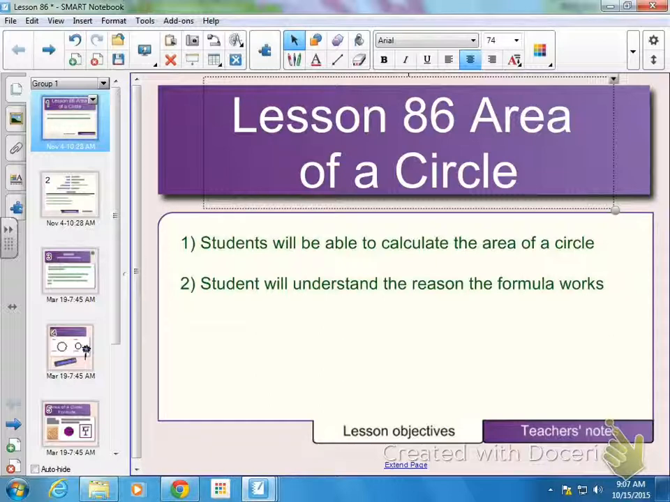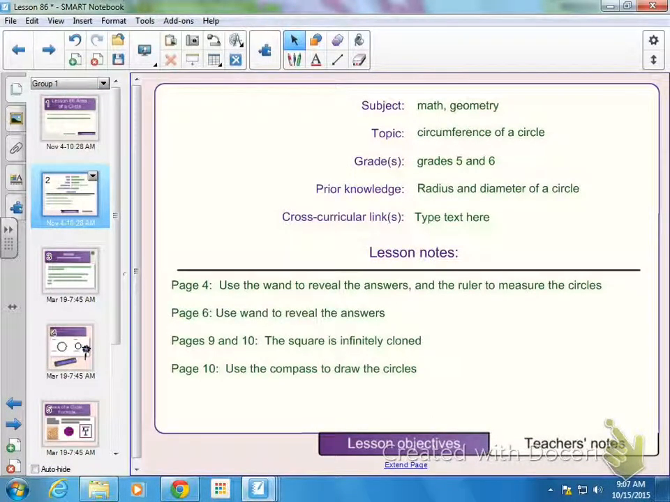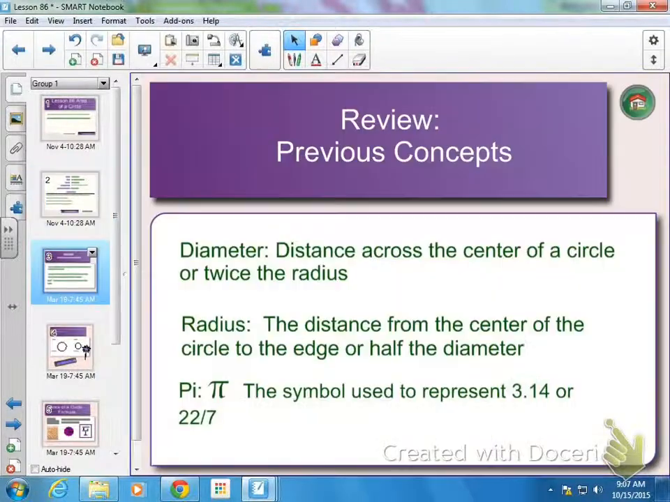So today we're going to be able to calculate the area of a circle and understand the reason why the formula works. Okay, and then here it's going to be Math and Geometry, grade 6. So just a review for us, and you may want to write it down in your notes. It would never hurt to make sure you have it jotted down again.